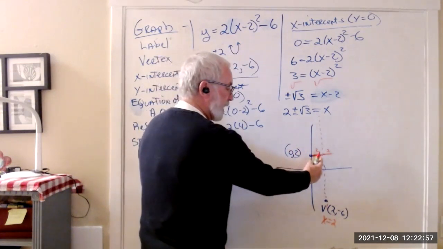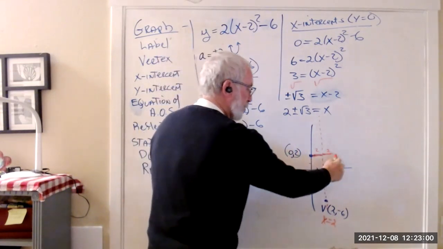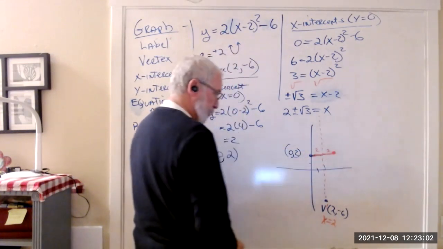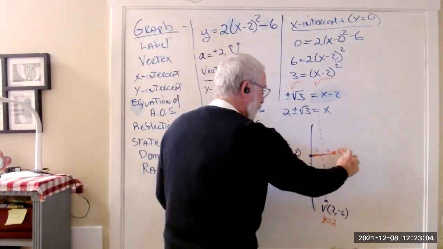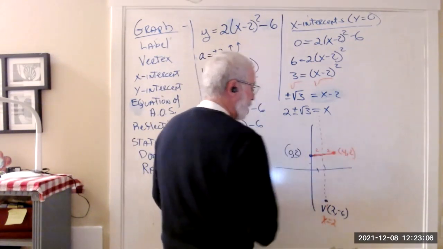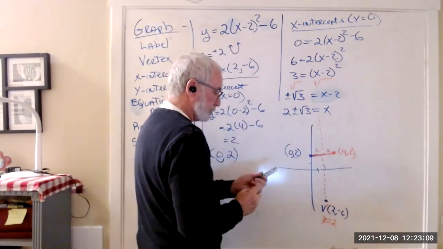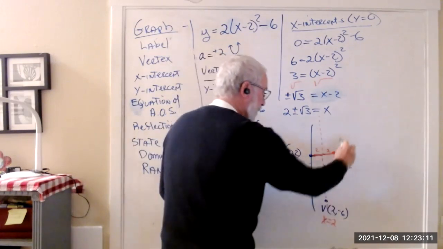From here to the axis was 2. So this has to go over to find its reflection. 2 and 2 is 4, 2. That's the reflection point. Okay, connect the dots.